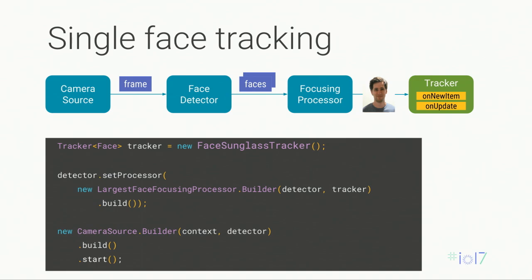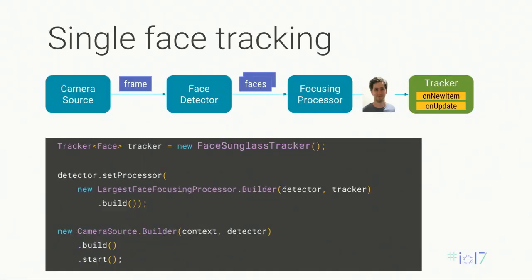Configuring the whole pipeline together is very straightforward. You instantiate a tracker, you instantiate a detector, the same as we did for the static image, and you tell the detector that you are using, in this example, the largest face focusing processor, which only routes the largest face to the tracker and omits the rest of the faces. Then you build the camera source class, and you start the camera source class, and the whole pipeline will start to work.